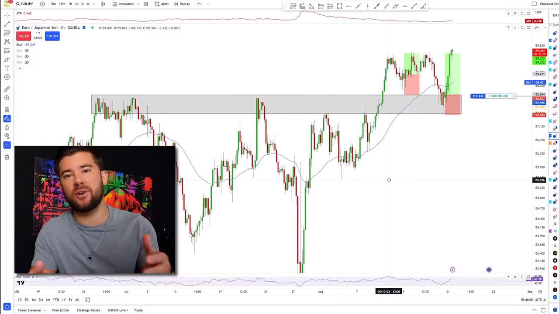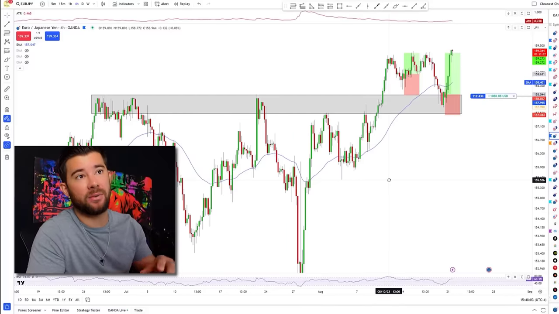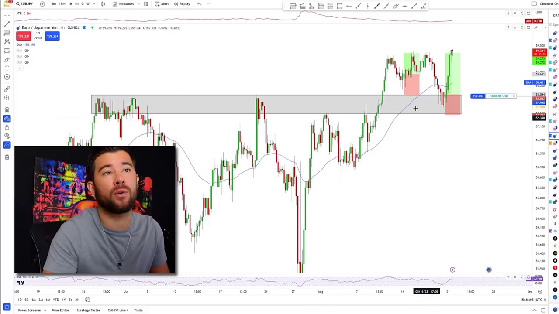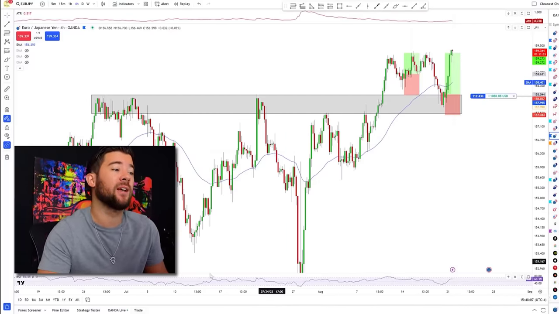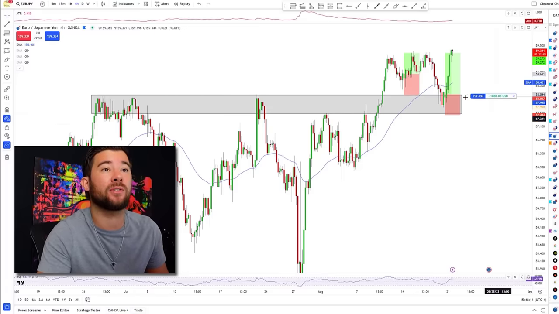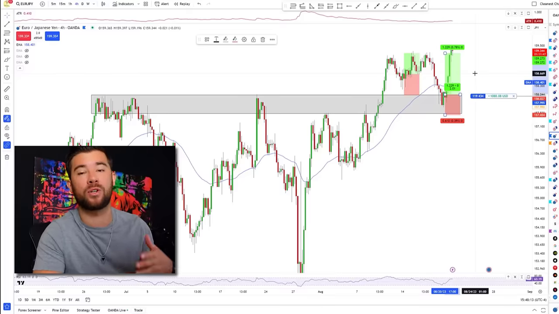And just to show you that I actually utilize exactly what I'm teaching you today, you can see there's a live trade going on the screen right now on the Euro Yen. If you look down here, you can see this is an Oanda live account. I'm about $1,000 up on this trade, or around a 2-to-1 reward to risk ratio.